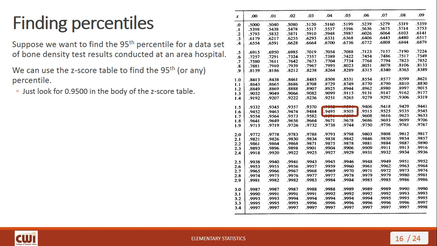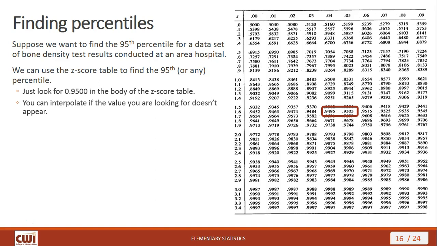0.95 does not exist itself in the table. It resides between two values that are listed in the table, 0.9495 and 0.9505. And in fact, if you look at 0.95, it's exactly in the middle between those two values that are listed in the table. So what this means is we're going to have to do some interpolation.